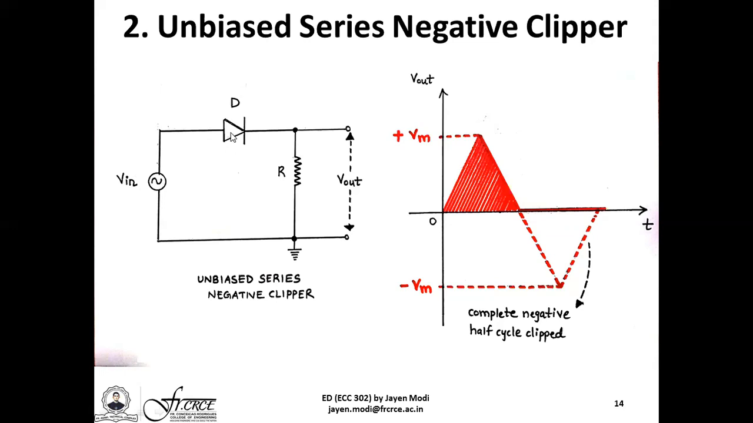Let us see the operation for the positive half cycle. During the positive half cycle, the topmost part becomes positive, the bottommost part becomes negative. Here you have the positive part connected to the anode, which makes the entire PN junction diode forward biased.